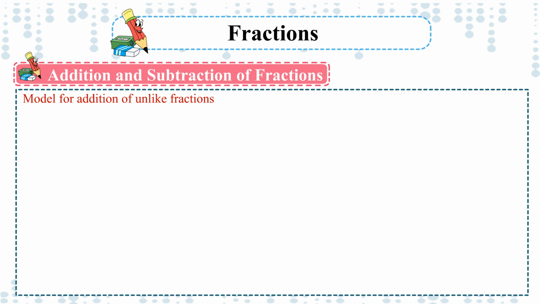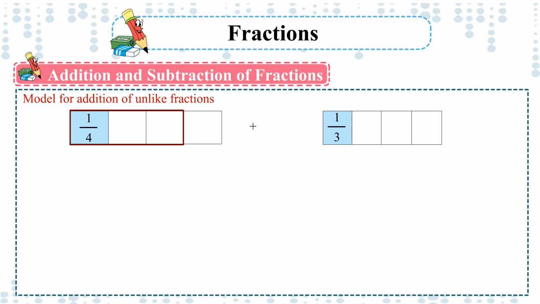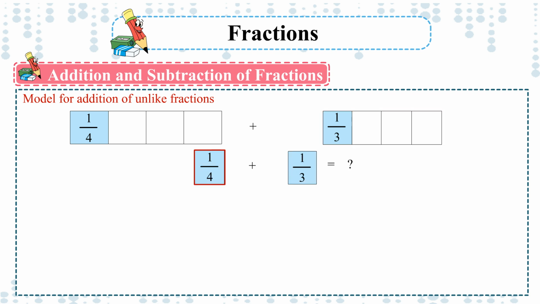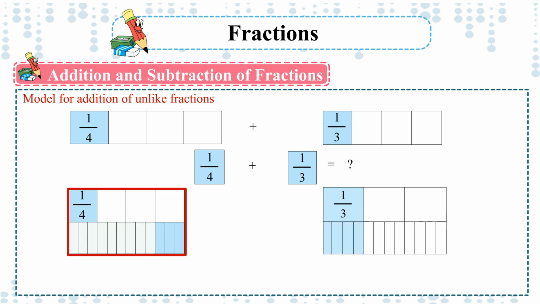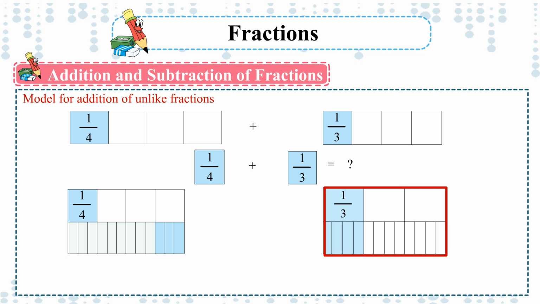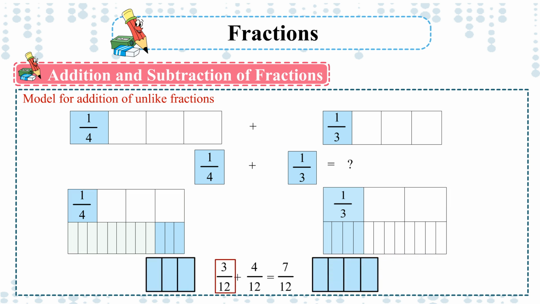Model for addition of unlike fractions. 1 upon 4 plus 1 upon 3 is equal to question mark. 1 upon 4 is 3 upon 12, and 1 upon 3 is 4 upon 12. 3 upon 12 plus 4 upon 12 is equal to 7 upon 12.